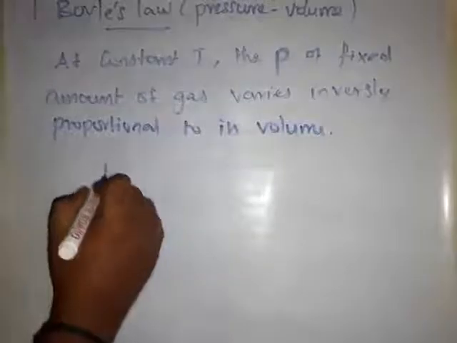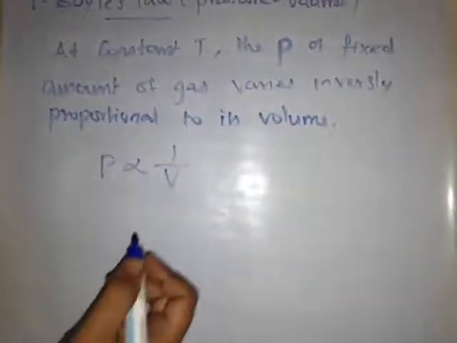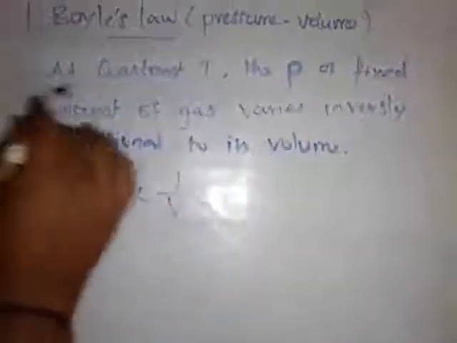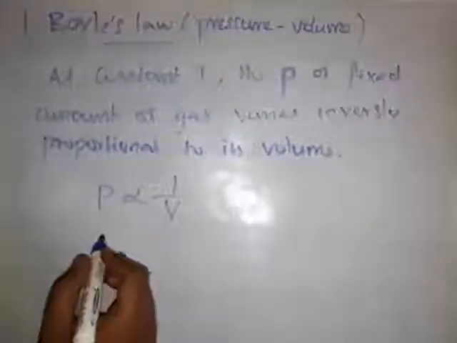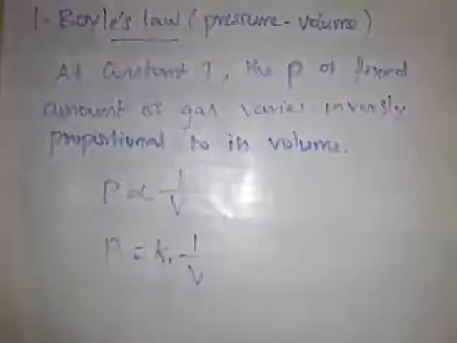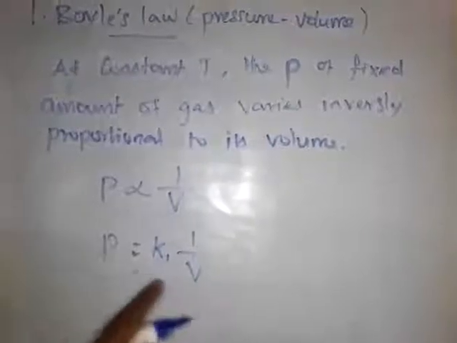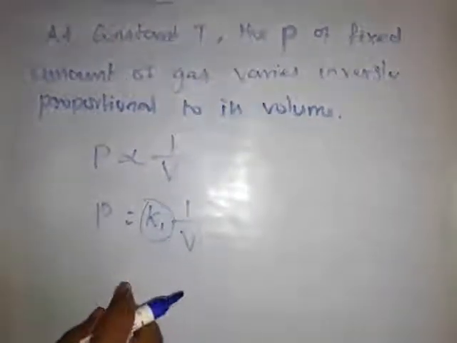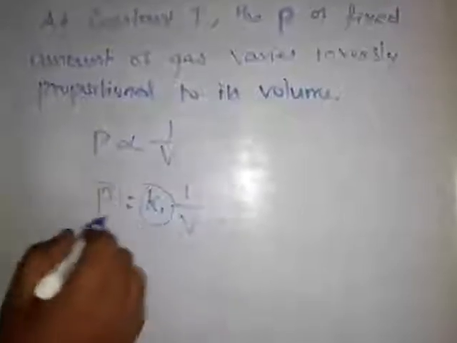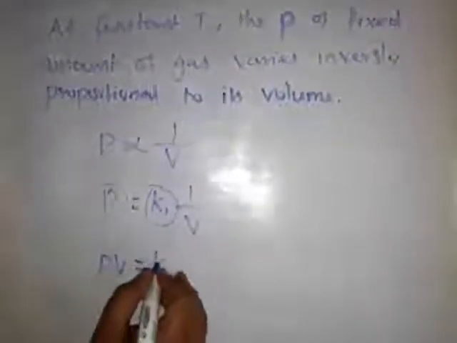The mathematical expression is P is inversely proportional to V, at constant temperature and a fixed number of moles. Here we introduce the proportionality constant, so P is equal to K1 by V. Here K1 is the proportionality constant. The value of K1 depends upon the amount of gas, the temperature of the gas, and the units in which pressure and volume are expressed. On rearranging this equation, PV is equal to K1.